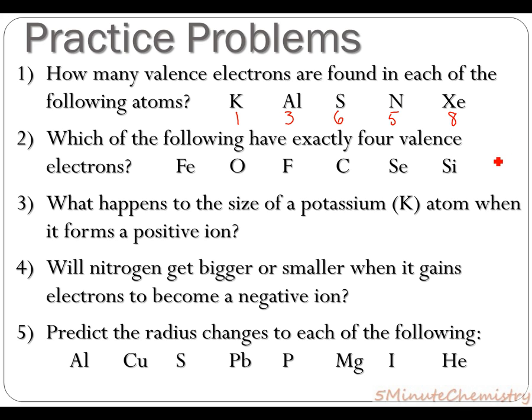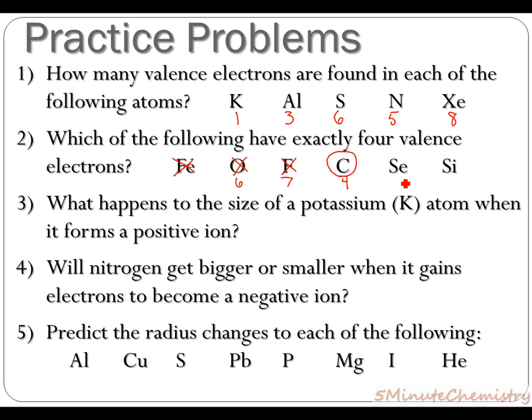Which of the following have exactly 4 valence electrons? So if you look at iron, you see that's a transition metal. So we don't even consider the valence electrons of transition metals. Oxygen has 6, so that doesn't work. Fluorine is in group 7A. Cross that one out. Carbon, hey, we have a winner. That one is group 4A, so that one works.